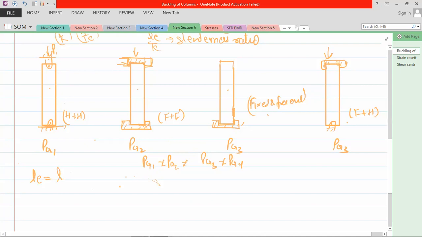Okay. Here in this case, LE is equal to L by 2. For this case, LE is equal to 2L. And for this case, LE is equal to L by root 2. You need to remember this. If you want, I will explain the concept, but there is nothing like concept. You need to learn these values.